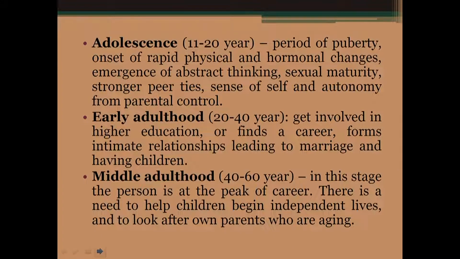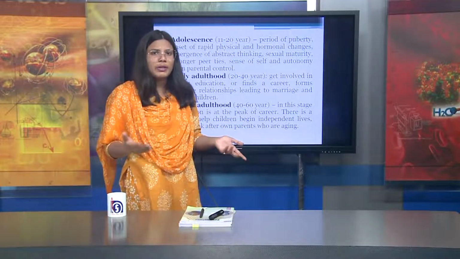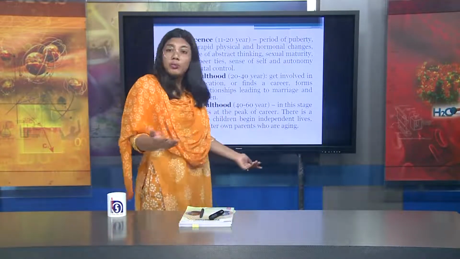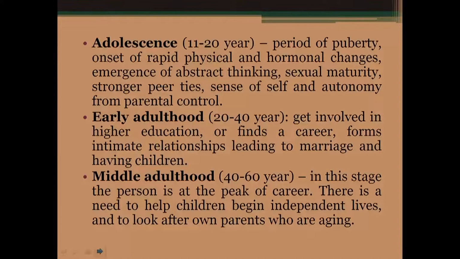So here the individuals get involved in higher education, find a career, and form intimate relationships leading to marriage and having children. So this is one normal flow that they have shown, that generally the person gets into higher education, or they may find themselves in a certain employment because maybe they don't want to continue in education, they want to earn their own money and live independently, or sometimes they want to support their family. That can also be one reason. And they form intimate relationships leading to marriage and having children.